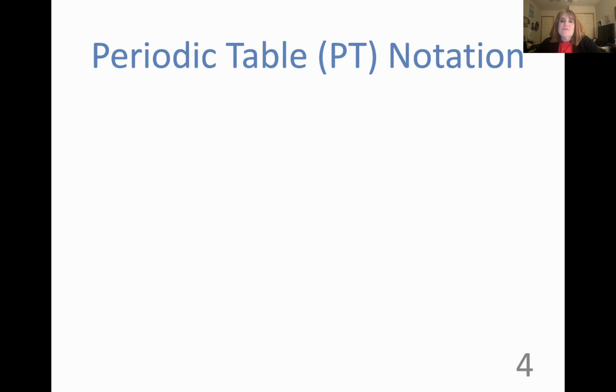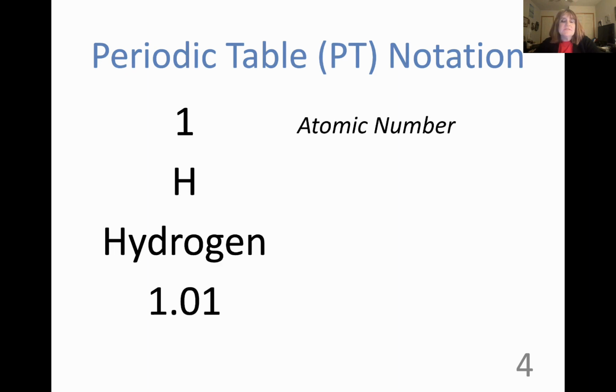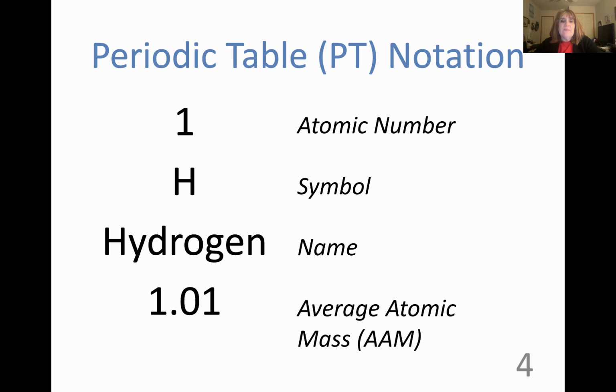The periodic table notation looks like this. The top number is the atomic number. The letter combination is the symbol, the word is the name, and the bottom number is the average atomic mass, abbreviated AAM.